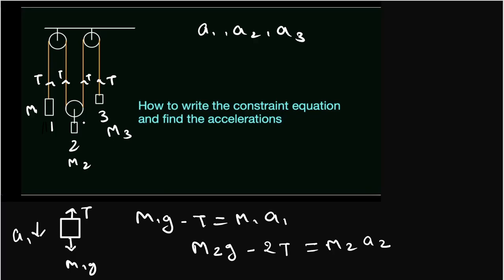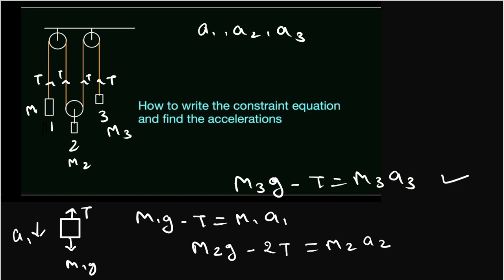See, all three accelerations will not be equal. Don't assume that all three blocks are going down with the same acceleration A. No, all three will move with different accelerations. Even if they are moving with the same acceleration, we have to assume their accelerations are different. Direction we can choose anything, but magnitude we have to assume different. This is going down with A1, this with A2, this with A3. Similarly, for the third block, we can write the equation M3G minus T is equal to M3A3.